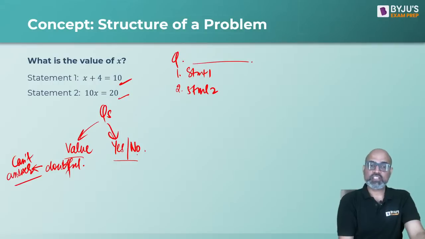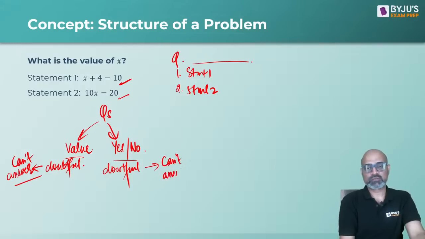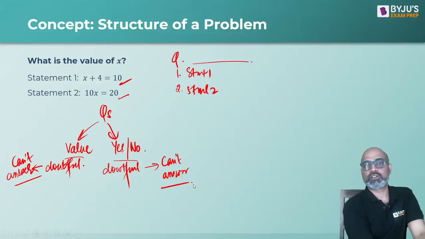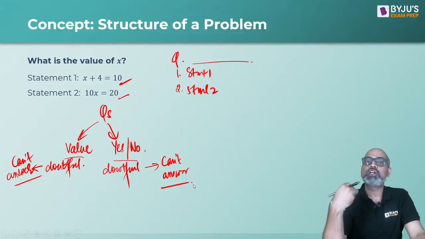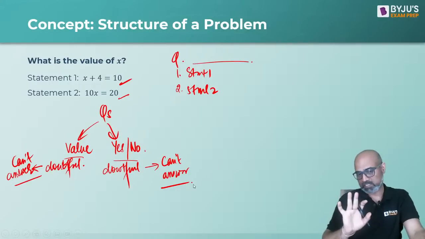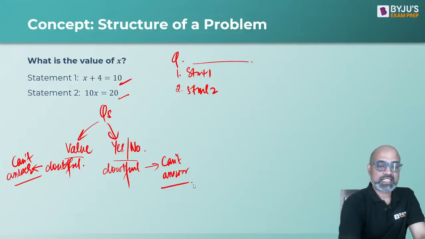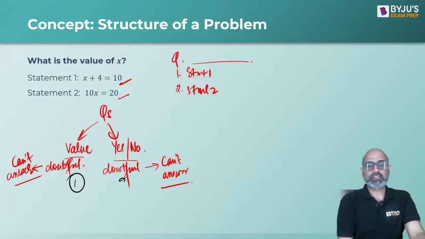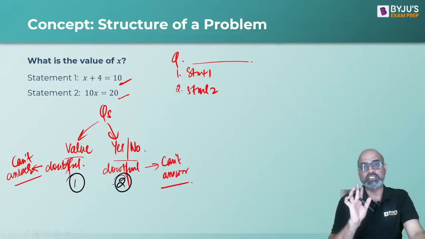Okay. And in the case of yes or no also, whenever you are doubtful, as in you're not sure whether you should answer yes or no, then only you say you can't answer. So these are the only two scenarios where you say I'm not able to answer using this statement, or both, combining both the statements, whichever case it might be. Since these are the two types, let's look at one question from each type.